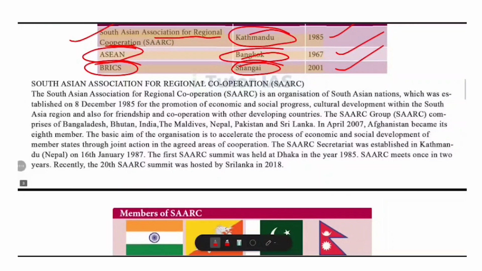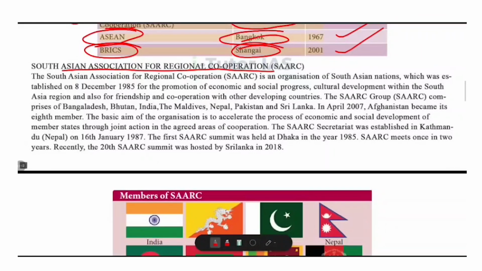First one, South Asian Association for Regional Cooperation, that is SAARC. Okay, let's start with a simple idea. SAARC is like a family of South Asian countries that decided to work together for development, friendship and cooperation. Do you know when and why it was formed? It was established on 8 December 1985 and the purpose was to promote economic growth, social progress and cultural development and to strengthen friendship and cooperation among South Asian countries. So think of SAARC as a regional club to help each other grow instead of competing too harshly.